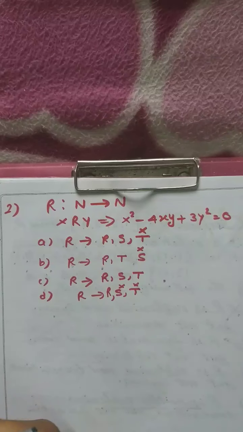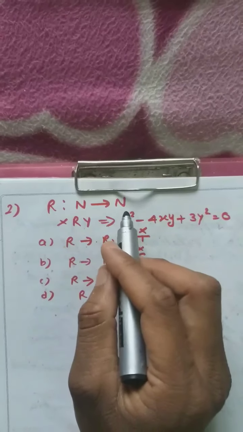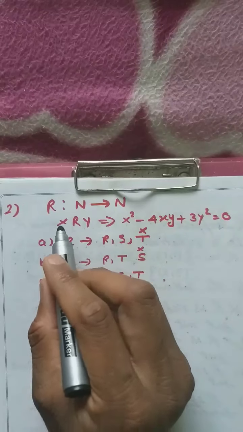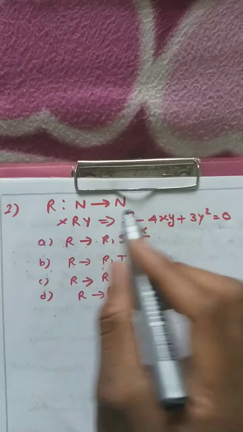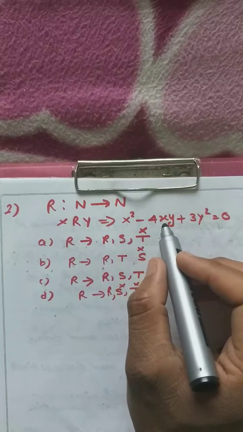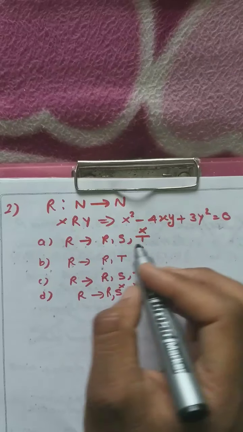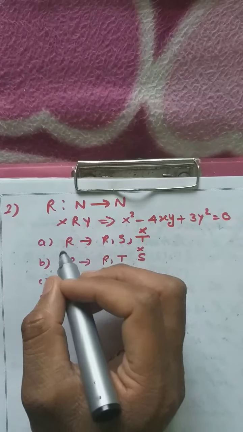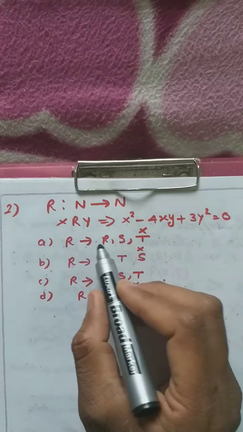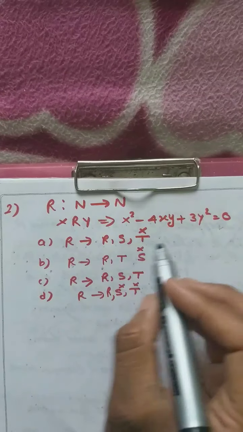Question number two from NDA 2019. We have a relation from natural numbers to natural numbers. The relation between x and y, denoted by x R y, implies x square minus 4xy plus 3y square equals 0. We have to find out which of the following is correct: R for reflexive, S for symmetric, T for transitive.